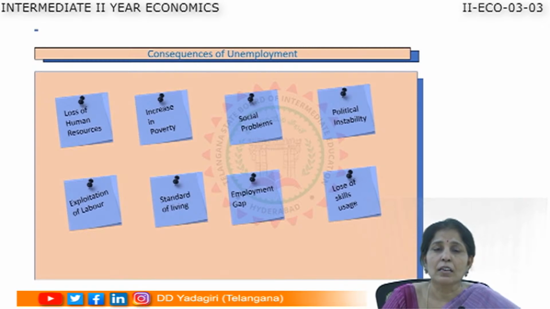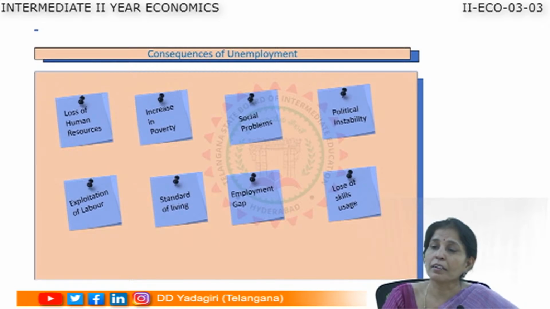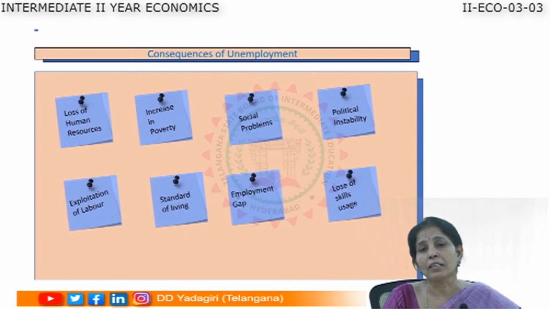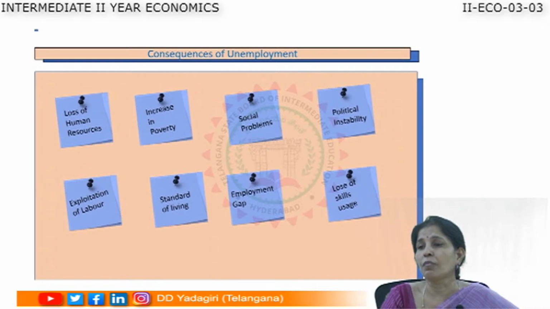Unemployment always reduces the standard of living of the people because the higher the income, the higher the national income, the higher the per capita income and the higher the standard of living. And this is very, very important because this is one of the components while constructing the HDI. So unemployment is reducing the standard of living of the people.